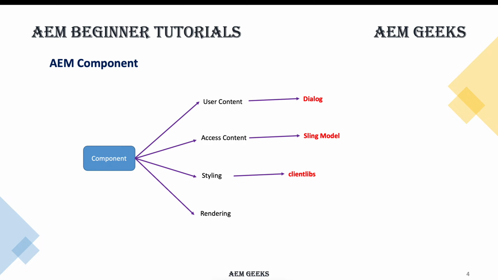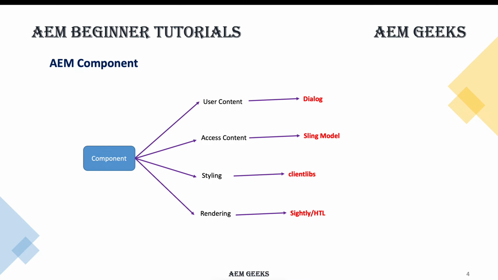Styling is done using client libs. You can write a folder, and inside that you put your CSS, JavaScript, font files and all, and you club everything together under the name of a client lib. That is called a client lib. You can load the whole thing just by its name. We'll see that.